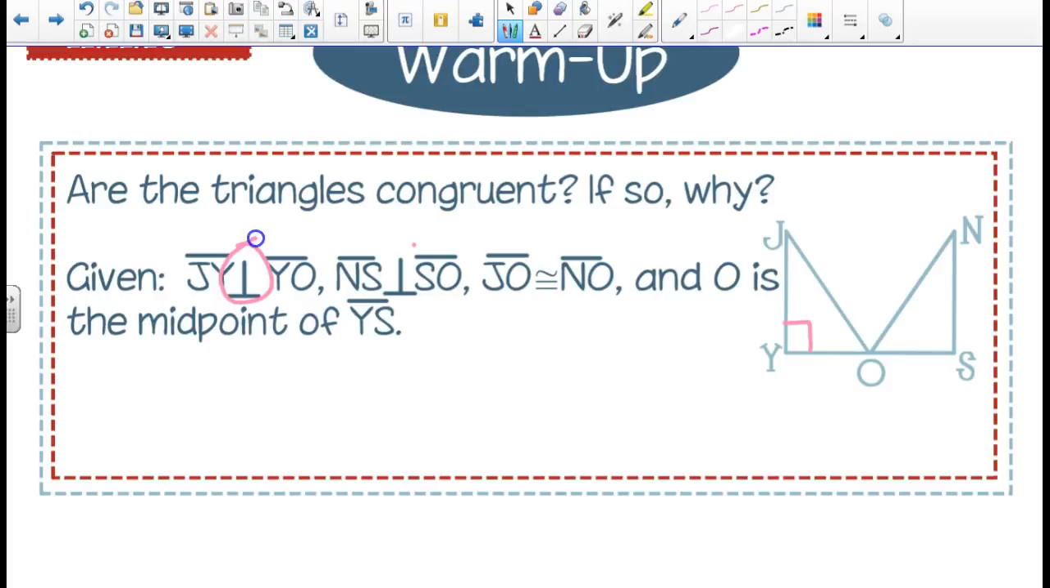What else do we know? NS is perpendicular to SO. So we have two right triangles on our hands. All right, what's next? What does this symbol mean?